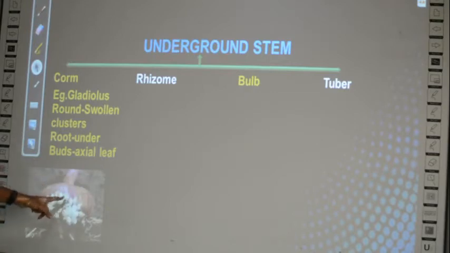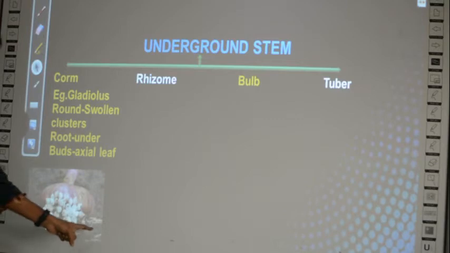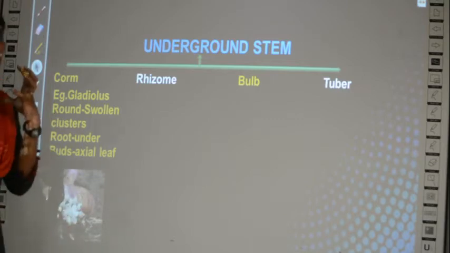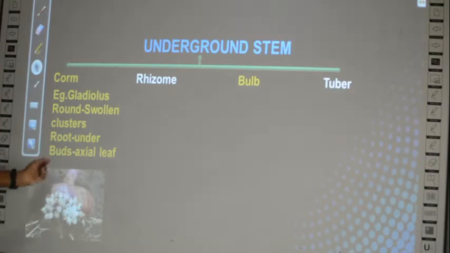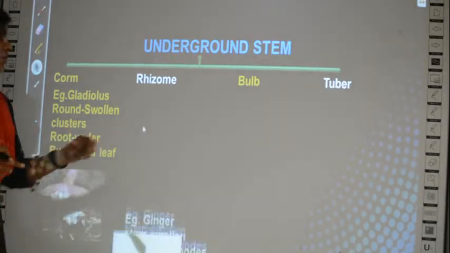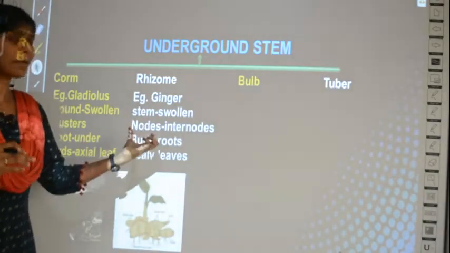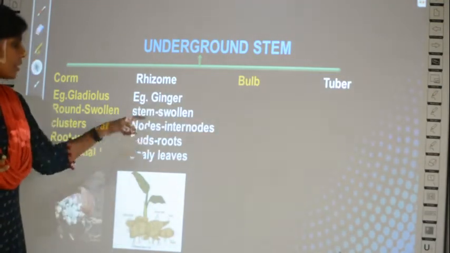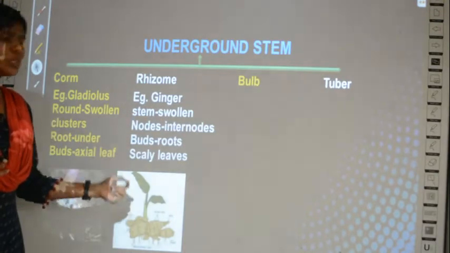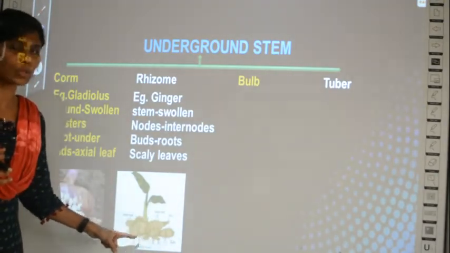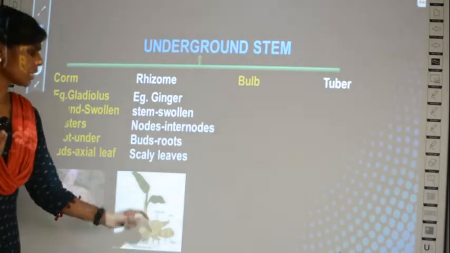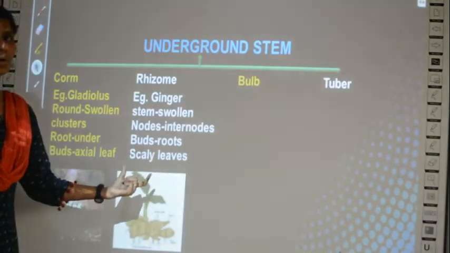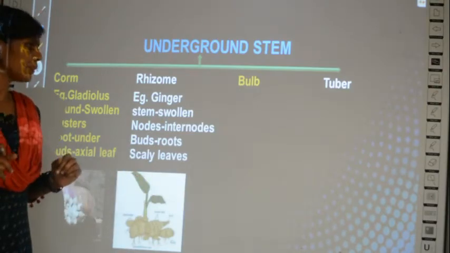What you can see here, you can find swollen structures, and from these buds will develop, and also you can see a cluster of roots. Like monocots, you will find a bunch of roots in the case of corm, and every bud will have the ability to develop into a new plant. What about rhizome? Here the stem is thick. The stored food is in the form of stem, which is called ginger, and the nodes and internodes will develop buds. From every node in a ginger, you can find bud formation, and every bud will produce roots also, and it has the ability to develop into a new ginger plant.